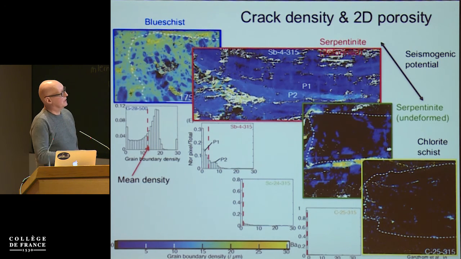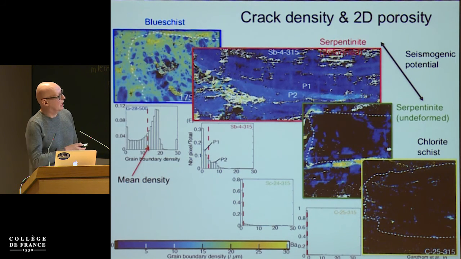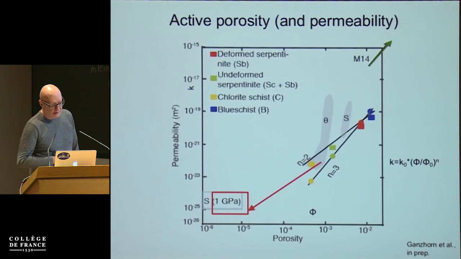Immediately you can see that you have a broad range of colors, which indicate a broad range of porosity. You can see that for serpentinite you have a large range of porosity depending on whether it is deformed or undeformed. So this can potentially fuel the earthquake cycle. And then we can use these data to extract quantitative values for porosity and try to guess permeability from classical relationships. I won't go into the details here.